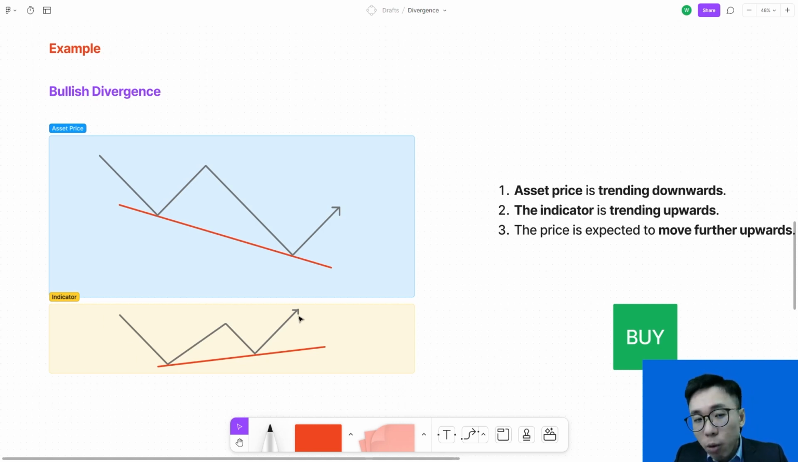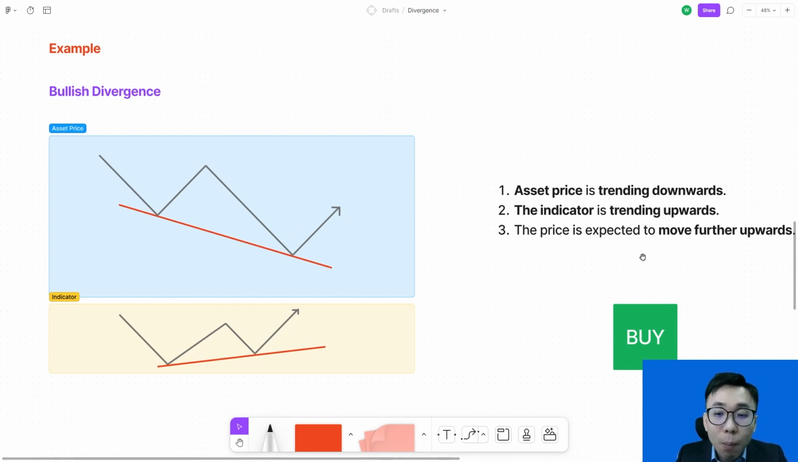Now, in a normal scenario, whenever the asset price is going downwards, we also expect the same for the indicator. Most of the time, it's going to be like that. However, there are certain times whereby the asset price is going downwards, but the indicator is going upwards. So this is what we know as the bullish divergence. A bullish divergence is whereby the price of the asset may go up further in the future, if it so happens. So this tells us to put a buy order on this asset itself.